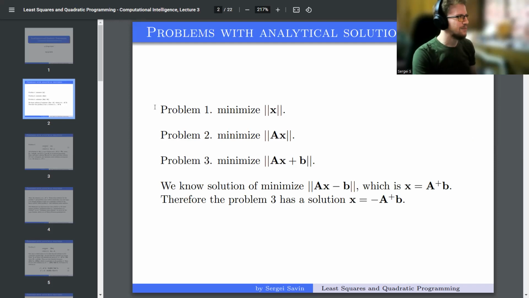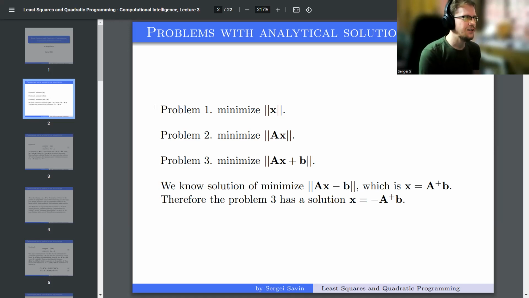So problem one. Let us minimize the norm of x. That is a problem: find me a minimum of the function norm of x. Can someone tell me what the solution to this is? 0. Exactly. You cannot find anything that would give you a smaller norm of x than x equal to 0. That doesn't depend on the dimensions of x, right? x can be n-dimensional, scalar, anything. Good. What about problem 2?